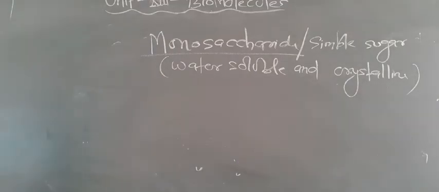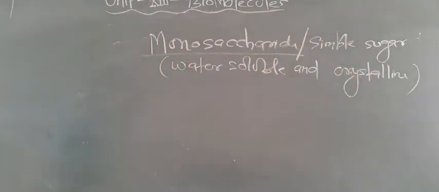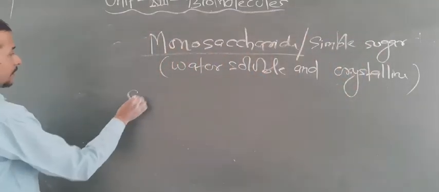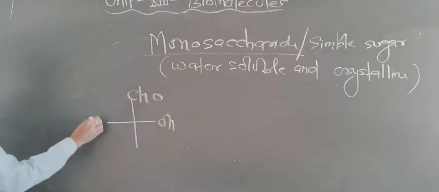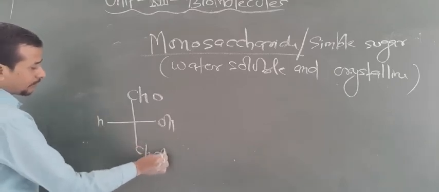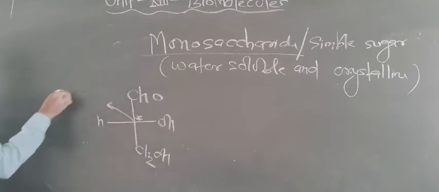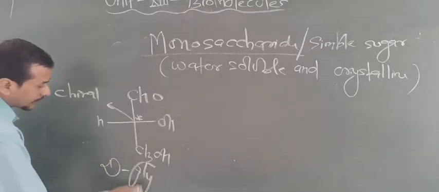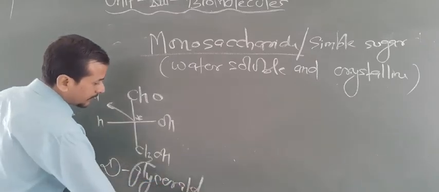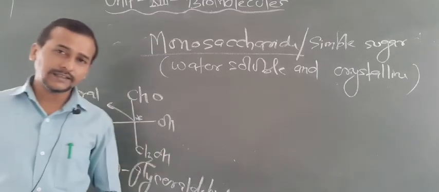Here I want to draw the structure of some common examples of carbohydrates. Look here, one example of a carbohydrate which contains only one chiral carbon. So this is the chiral carbon. That's why this is optically active. Now this is known as D-glyceraldehyde. Now how can you decide the D and L configuration?